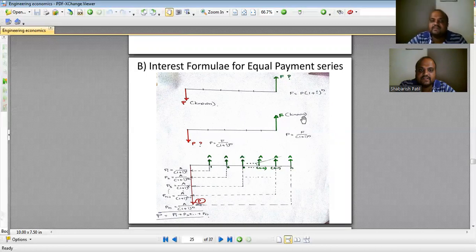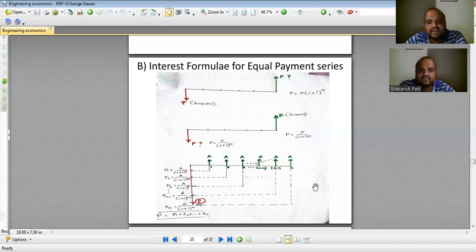Can we calculate that? Certainly yes, because we know F and I want P, and we have derived just now that P is equal to F divided by (1 plus i) raised to n. So we know this formula, isn't it? Now, the same technique I am applying here.